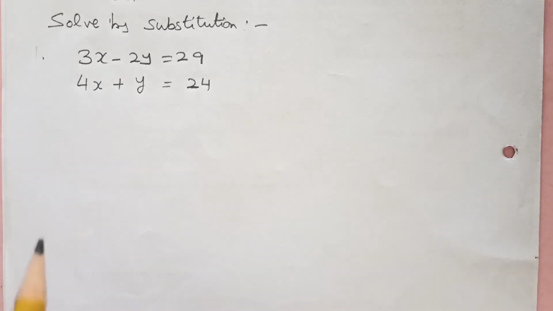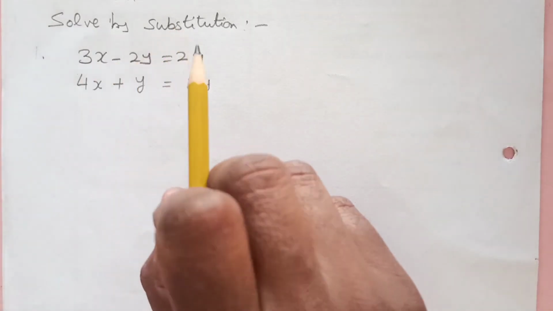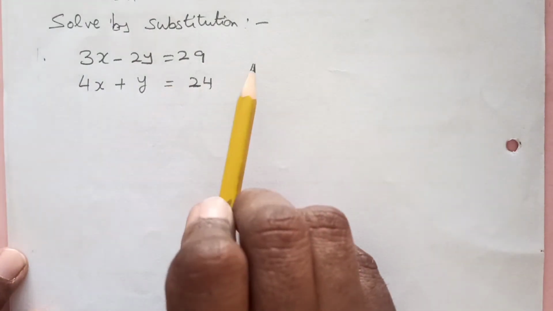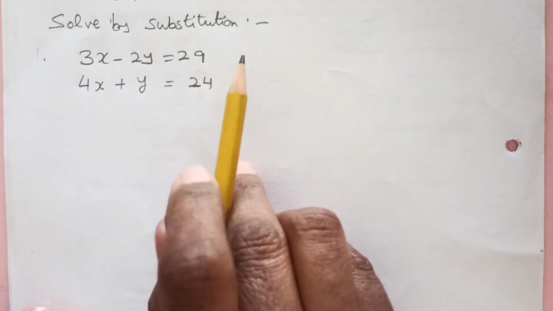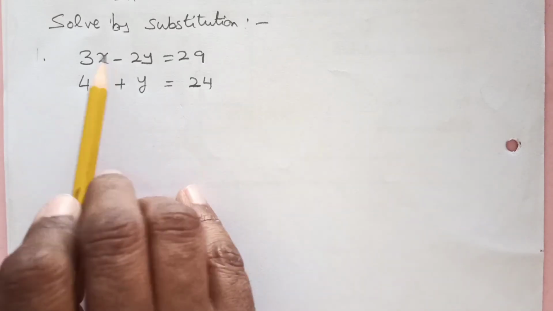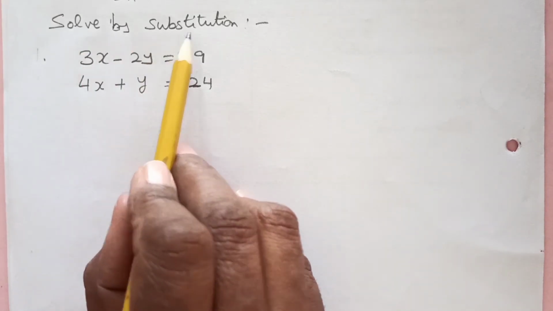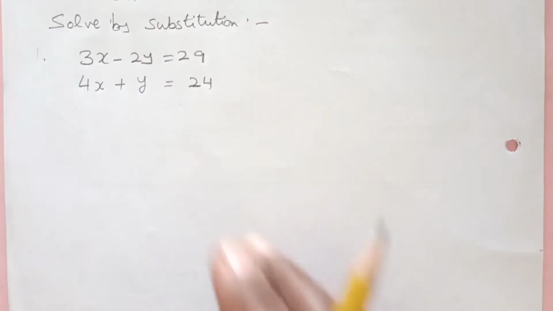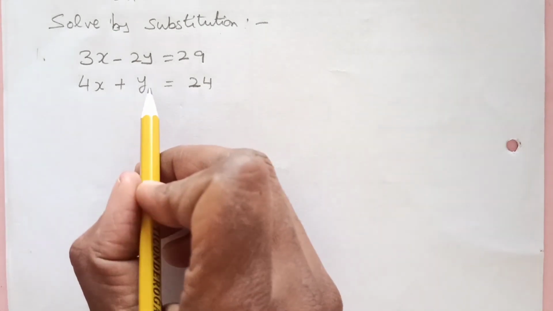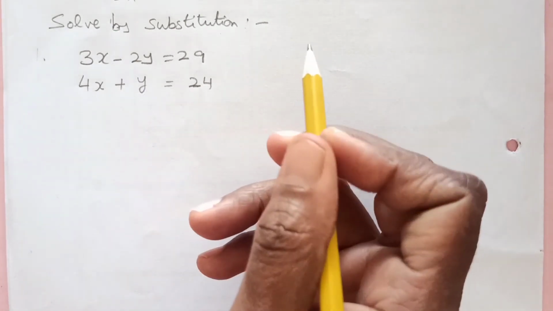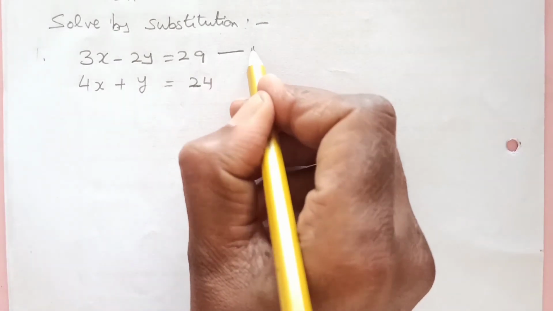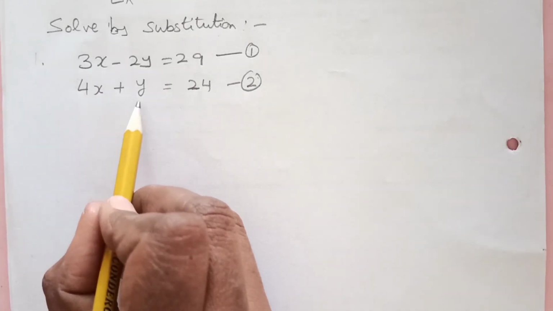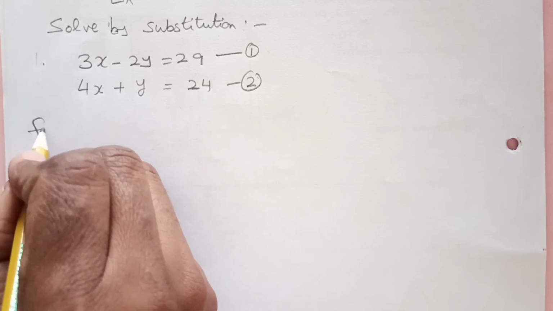Here is another question. Sometimes in the question they specify the method: solve by substitution. The previous questions that we did were by elimination, that is called the elimination method. Now this is solving simultaneous equations by substitution. That means we have to get the value of one variable from one equation and then substitute in the other one. So here we have, this is the first equation, this is the second equation. I will prefer to take equation 2 first.